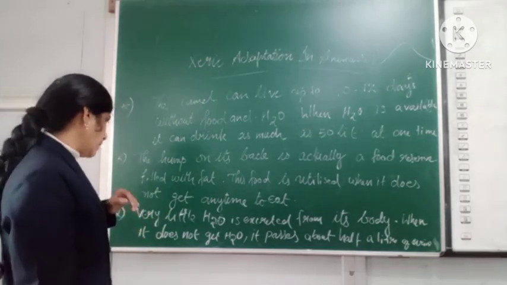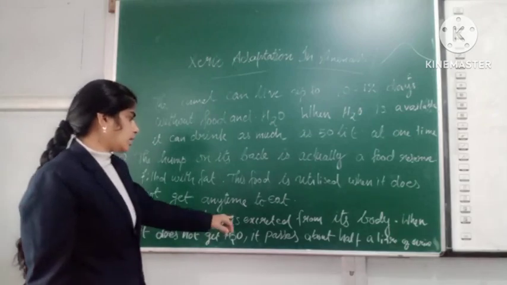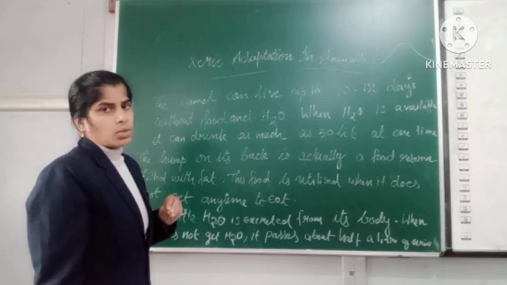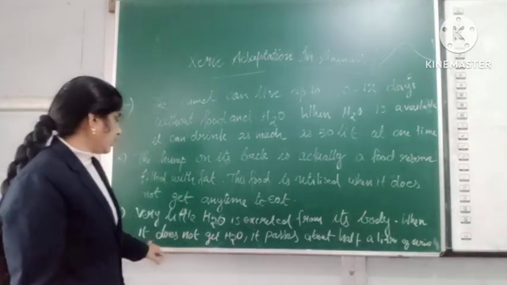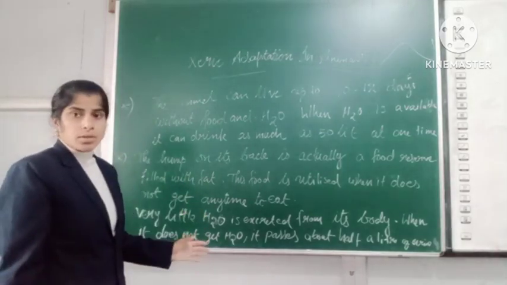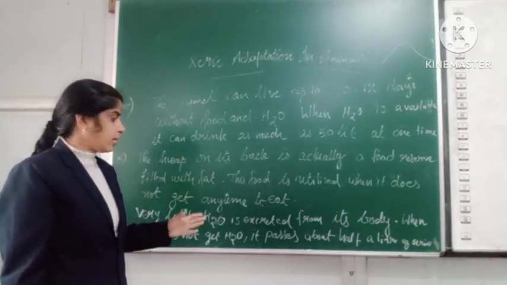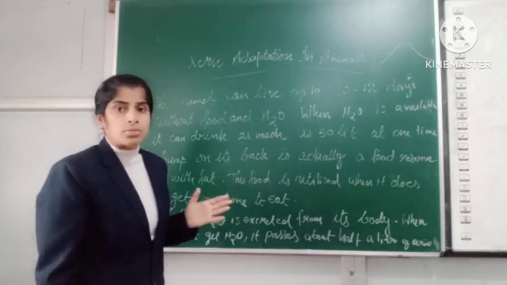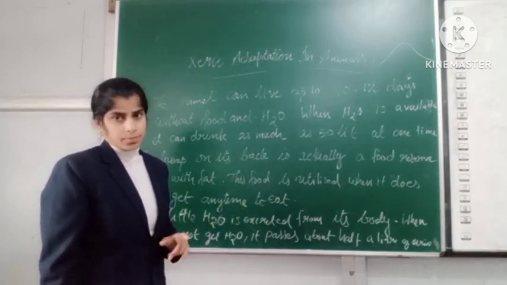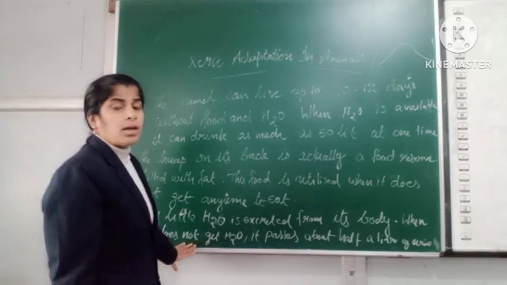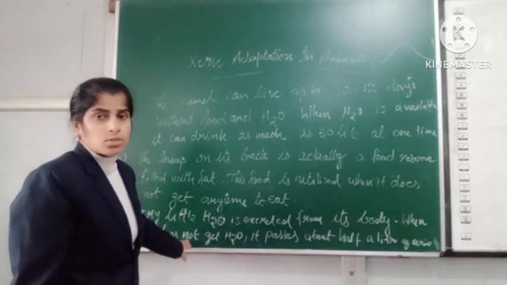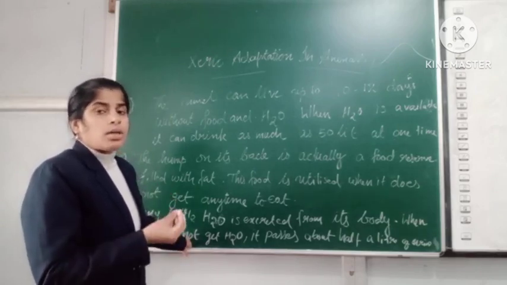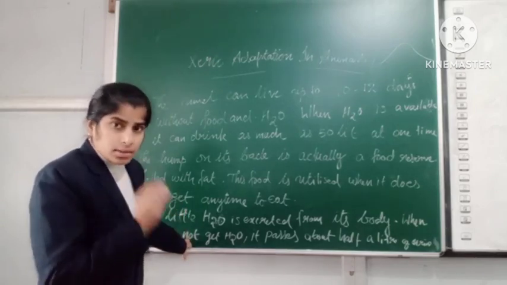Okay, yes. And next one, very little water is excreted from its body. From their body, very little water is excreted. When the camel does not get water, it passes about half a liter of urine in a day. See, that is the adaptation: they release only half a liter of urine in a day.